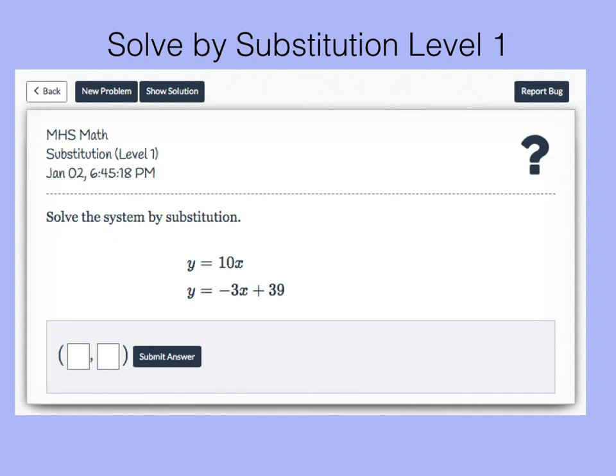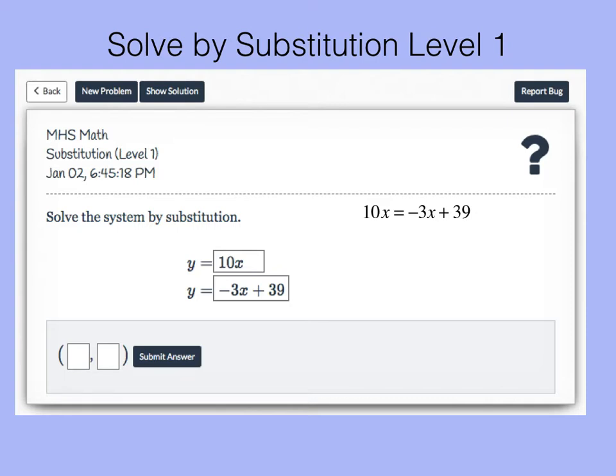In this problem, we're given a system of equations, 2 linear functions, y equals 10x and y equals negative 3x plus 39. We can see that these two functions are written in slope-intercept form. They have different slopes, so there will be one solution. But because they're both written in terms of y, we can set the expression for the first function equal to the expression for the second function. So we can write an equation in terms of x. 10x equals negative 3x plus 39.